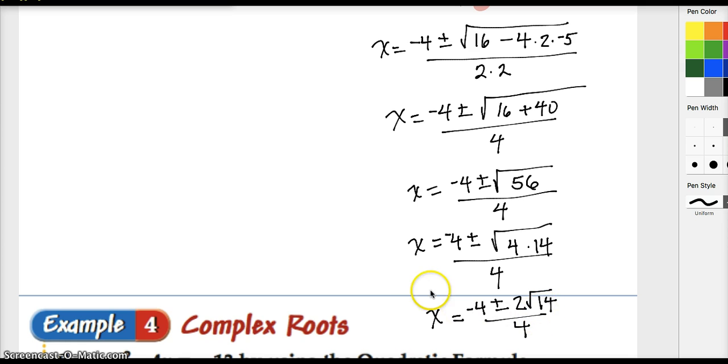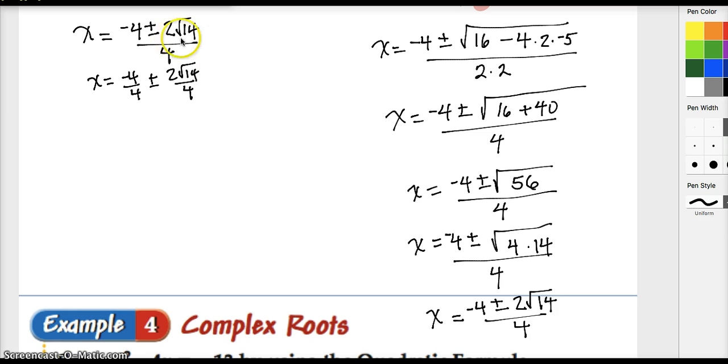This looks good. Now we've got to simplify this even further, and I'll do that over here by rewriting, then breaking my fraction up in 2. And I get something like this, negative 1 plus or minus the square root of 14 over 2.